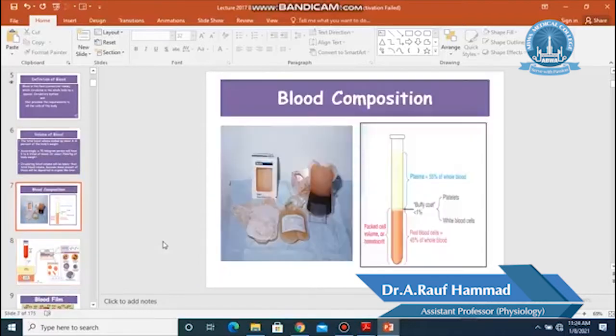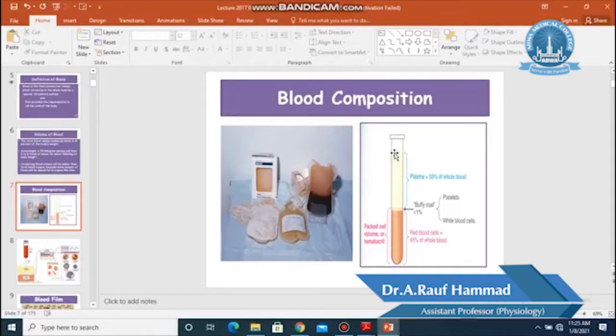In terms of blood composition, for example, if we take blood in a small test tube, and add anticoagulants into it so that it may not clot or coagulate, then it remains in the fluid form. And when this test tube is centrifuged for 4 to 5 minutes, this shape will be there.